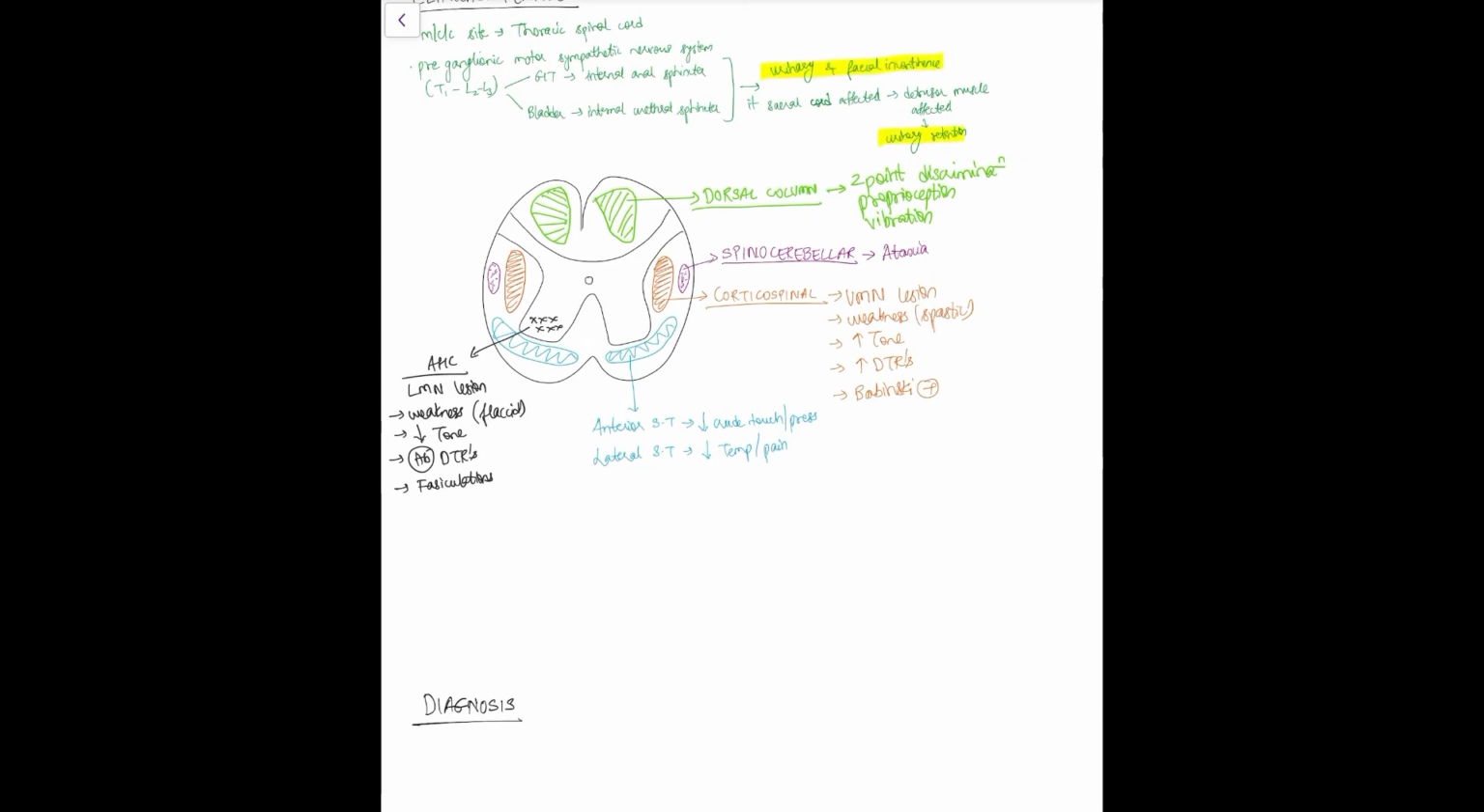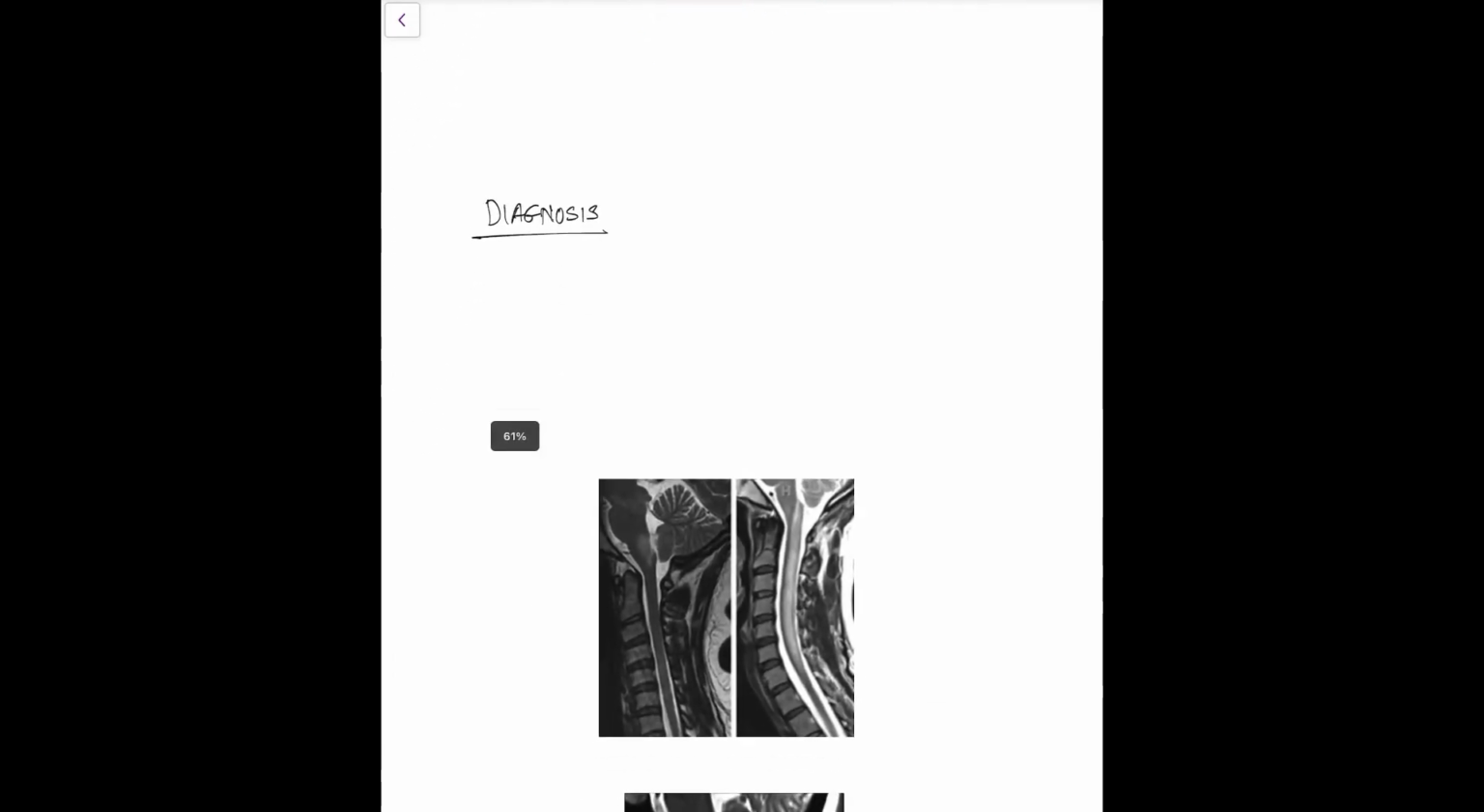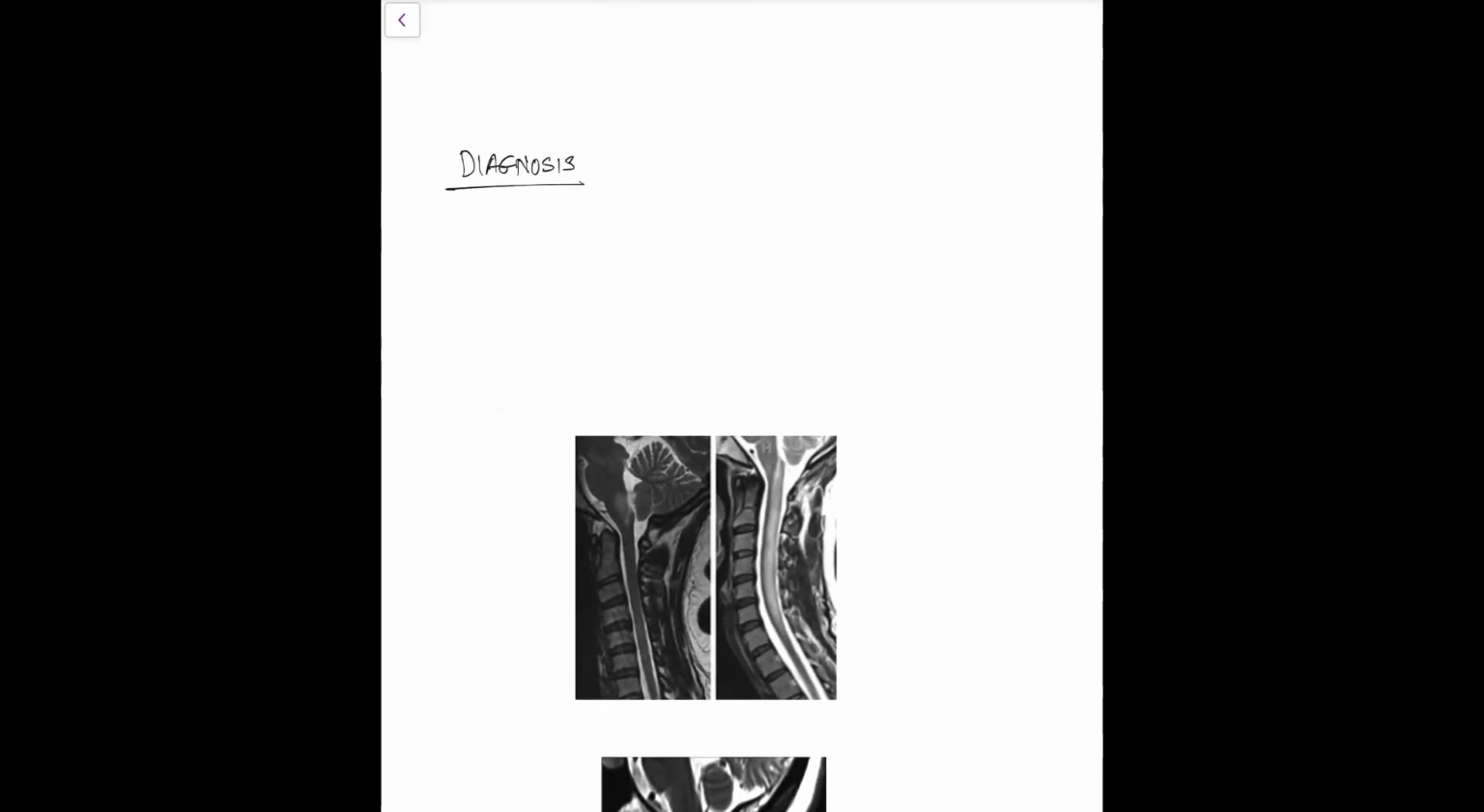Now let's see the diagnosis. When a patient with such above clinical features presents to you, what would be your first line investigation? The first line of investigation that you would do is the MRI of the spinal cord with or without contrast. Like I said, the most common site of occurrence of transverse myelitis is the thoracic spinal cord, but it could occur anywhere along the spinal cord.